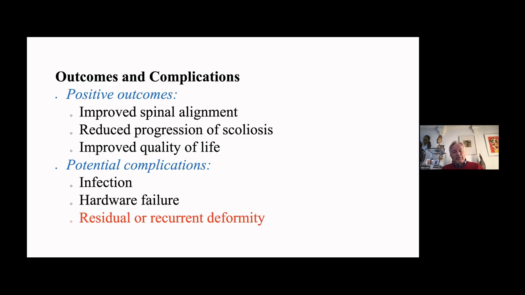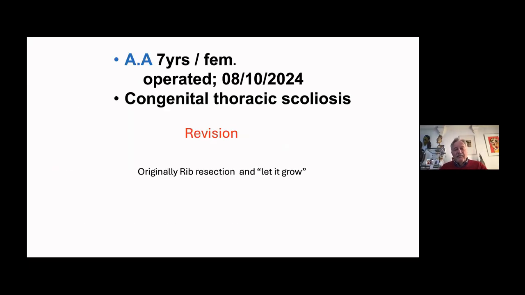If you talk about outcome, a positive outcome is when you improve the spinal alignment, when you reduce the progression of the scoliosis, and when you improve the quality of life. And you have, of course, complications, as we mentioned before. One of the major problems is certainly a residual or recurrent deformity, because you have addressed the deformity or the malformation not completely, or you have overlooked an adjacent deformity. So this is usually the major issue.